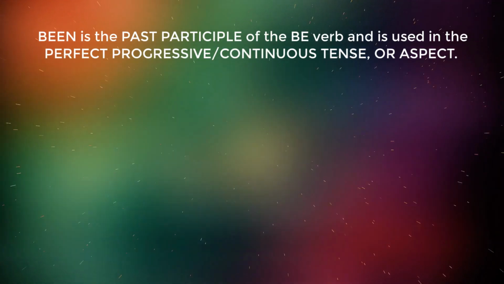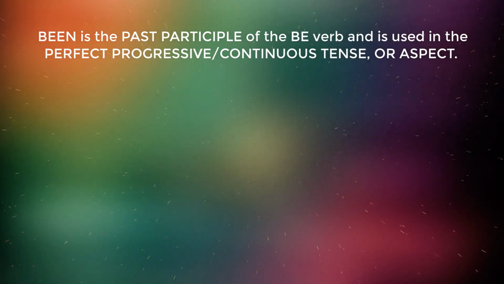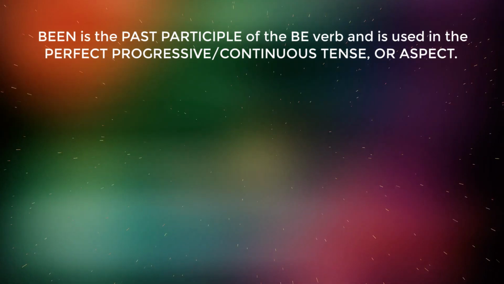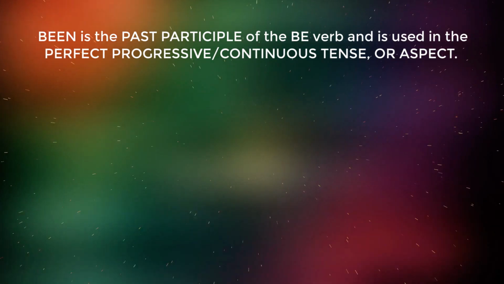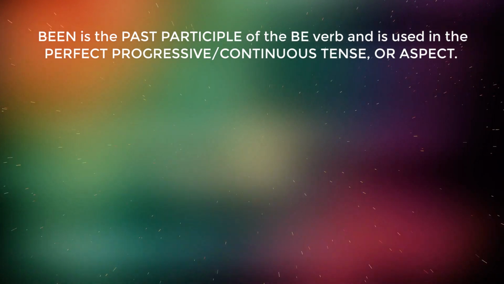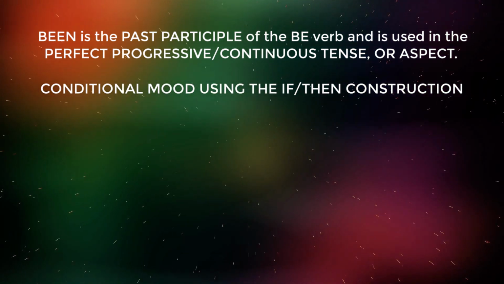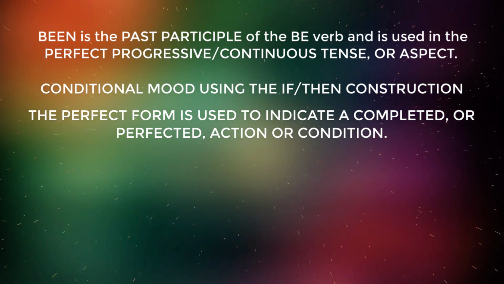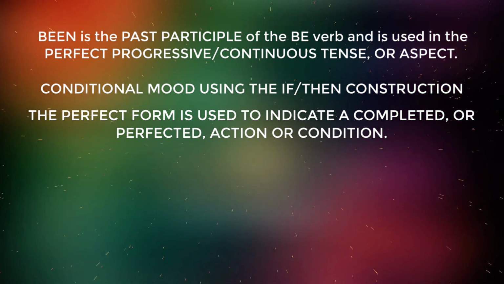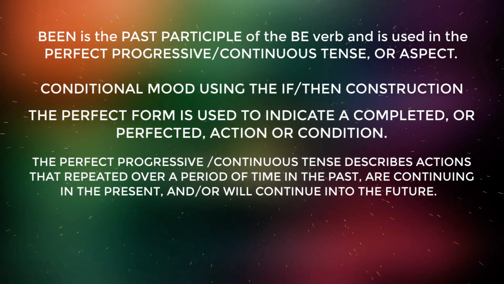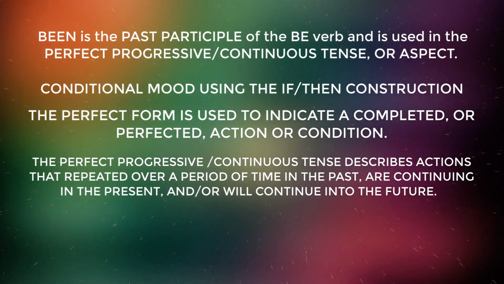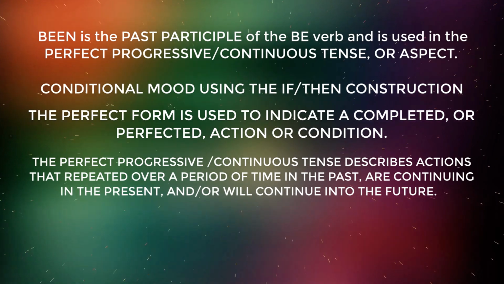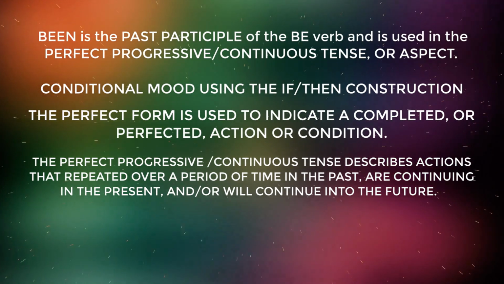Let's go on to been. Been is the past participle form of be. It is used to show the perfect progressive or continuous tense or aspect, and also conditional moods using the if-then construction. The perfect form is used to indicate a completed or perfected action or condition. The perfect progressive tense describes actions that repeated over a period of time in the past are continuing in the present and or will continue into the future.